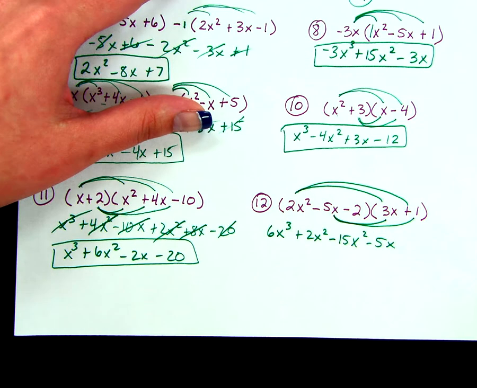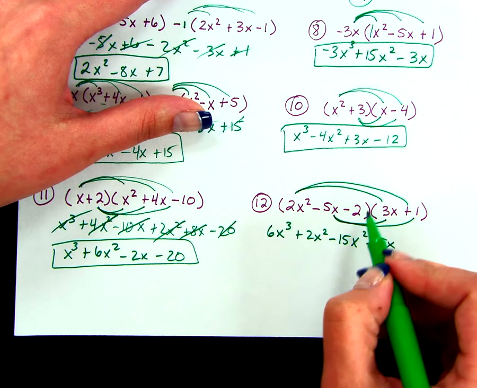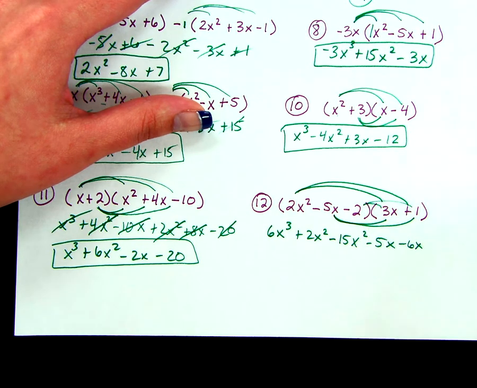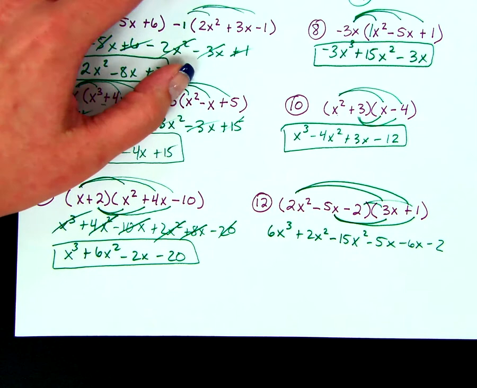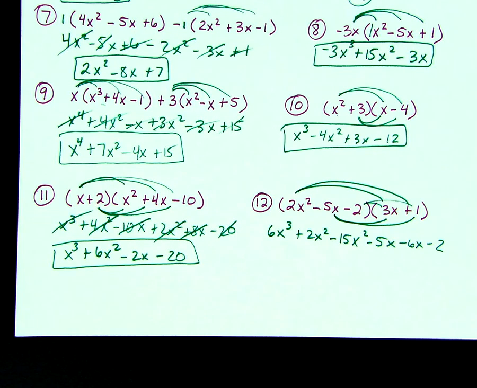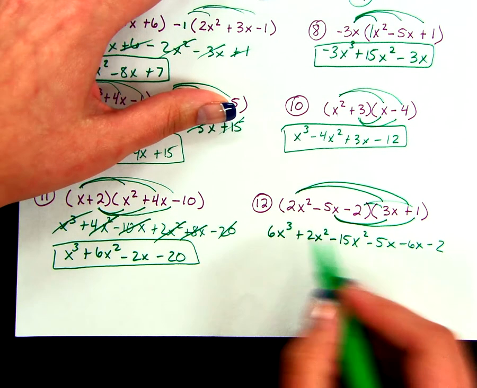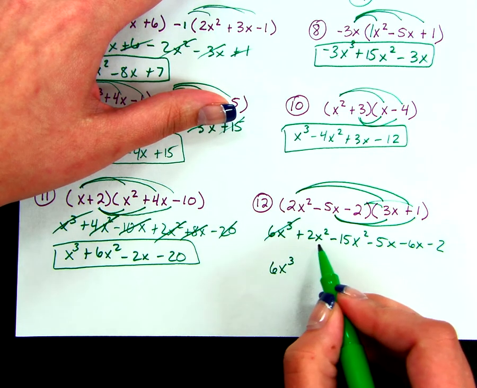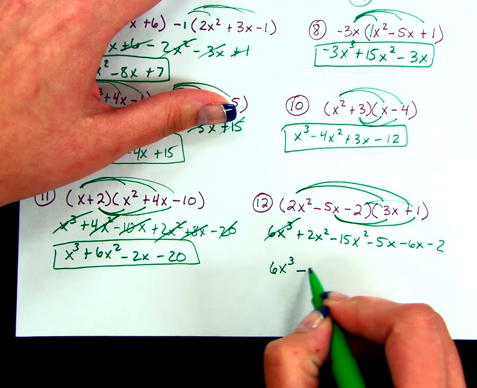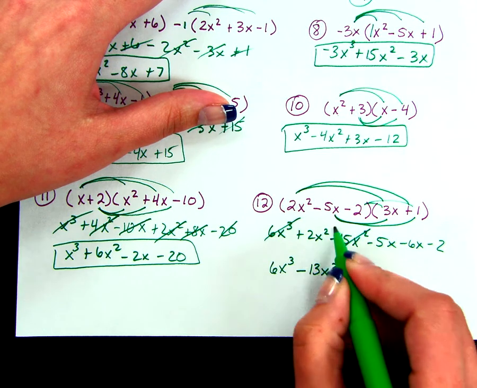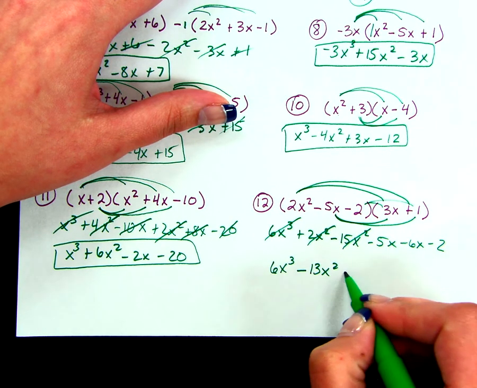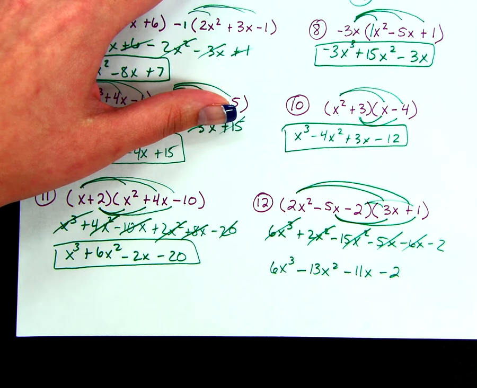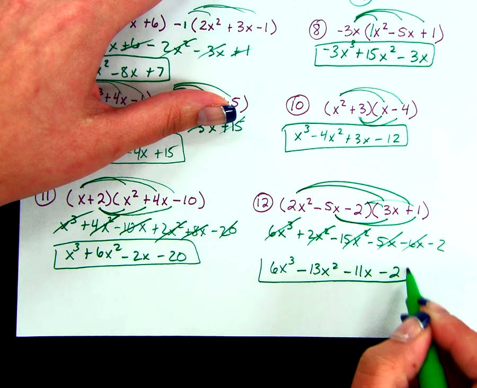And then I go to my third term, I'm going to do the exact same thing. So negative 2 times 3x is negative 6x. Negative 2 times 1 is negative 2. And then we combine like terms, write it from the highest power to the lowest power. So I'm going to have 6x cubed, because there's nothing to combine it with. Positive 2x squared minus 15x squared is negative 13x squared. Negative 5x minus 6x is negative 11x. Nothing to combine with a negative 2, so we're just rewriting it. And this would be our final simplified answer.